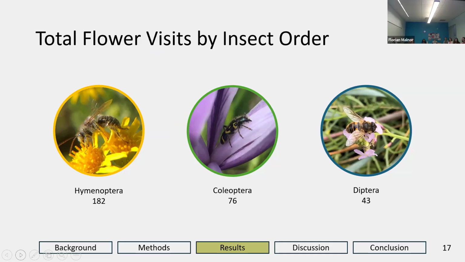So I collected 182 insects in total from the order Hymenoptera, bees and wasps, 76 from order Coleoptera, which is beetles, and then 43 from order Diptera, which is flies.